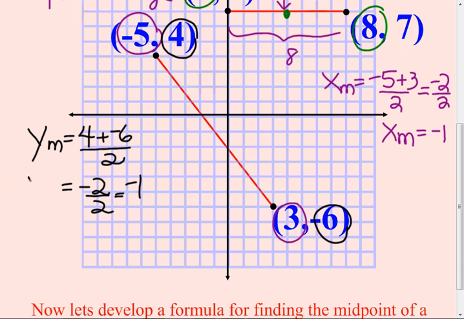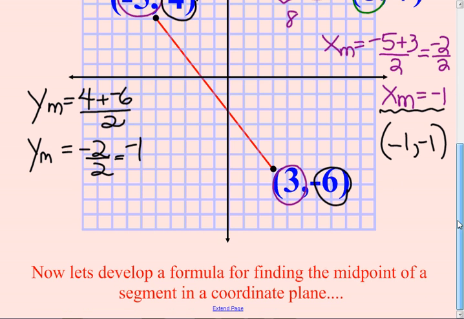Now, as long as you clearly write down that this is the y coordinate and that's the x coordinate, I'll accept that. If you just give me the -1 and the -1 kind of floating on a piece of paper, no, I need to know what you're talking about. So I'm going to write it as an ordered pair, then it's very clear. Either you give me the label with that, or you put it in an ordered pair. I prefer the ordered pair, actually.